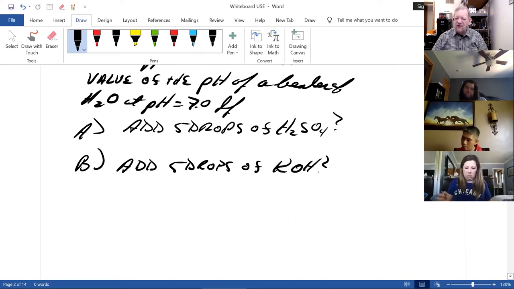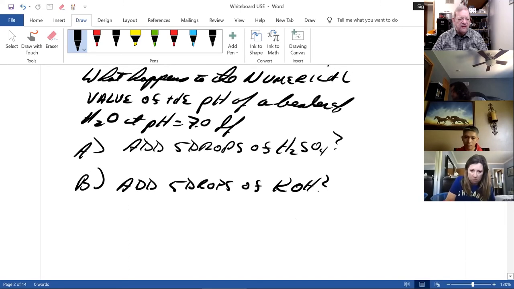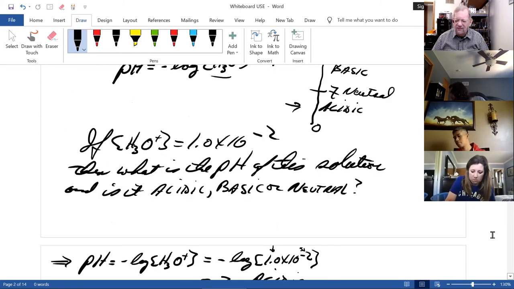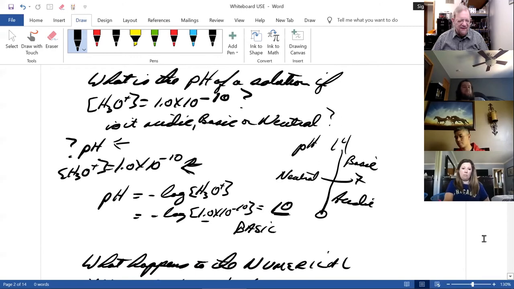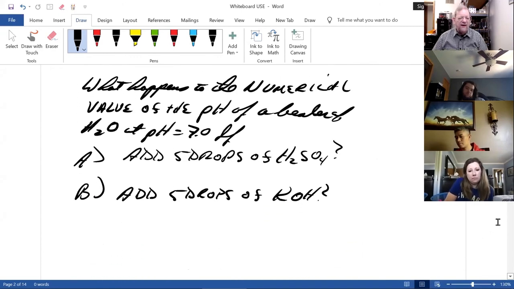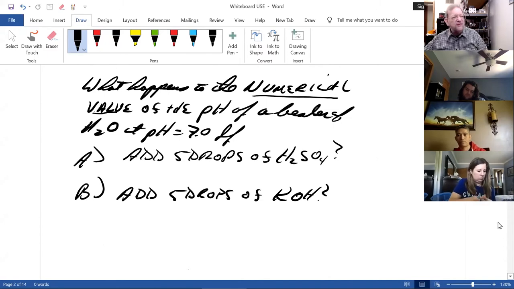All right, let me decode this for you. What happens to the numerical value? And this is important. I'm asking what happens to the numerical value, the pH of a beaker of water, pH 7.0, if I add 5 drops of H2SO4, and B, if I add 5 drops of KOH. Your turn.